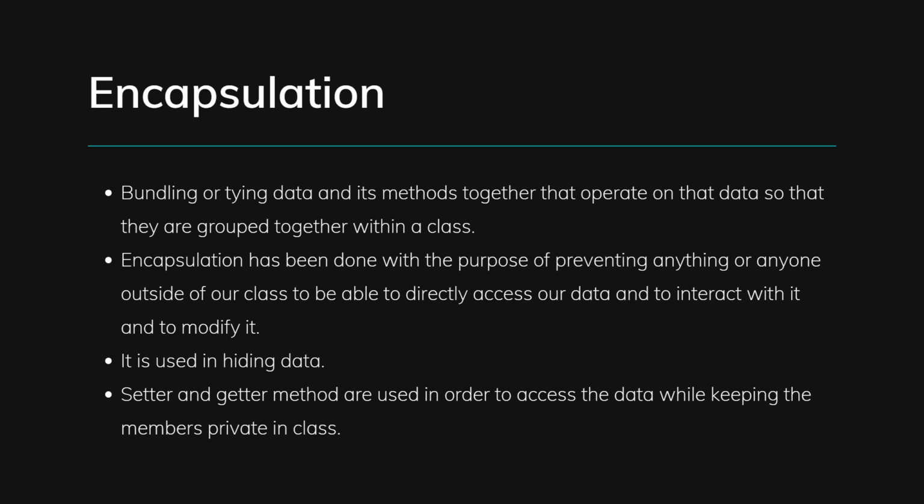Public. Members marked as public can be accessed and modified from anywhere in the code. These are typically used for methods that provide controlled access to private data. Protected. Members marked as protected are accessible within the class and its subclasses but not from outside the class hierarchy. This allows for controlled inheritance while keeping certain data hidden from external access.